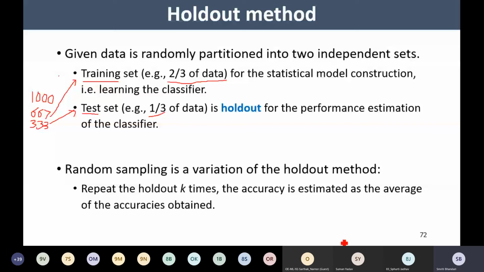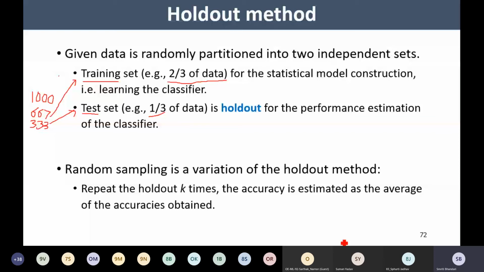Now, what is the typical drawback of this holdout method? We have one training set and one test set, right? So if I am performing this experiment only once, then what will happen? If unfortunately my data set is not partitioned well initially into this training set and test set, then there is a possibility that I may come up with an estimate of the error that is actually misleading.